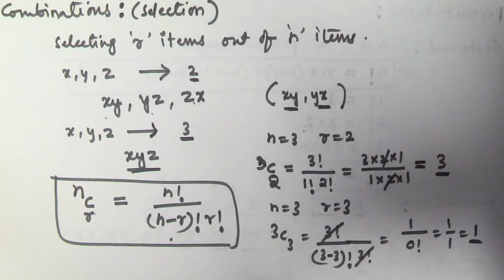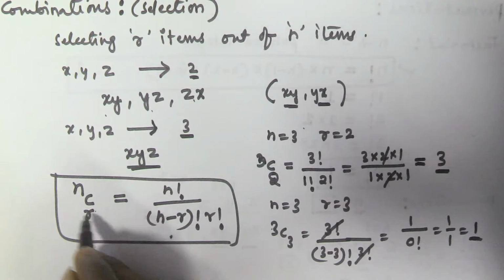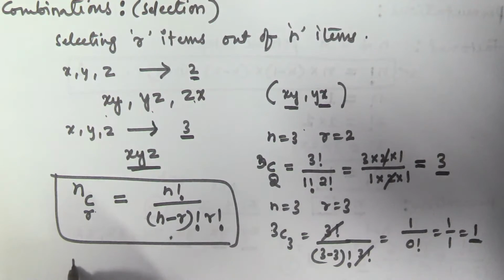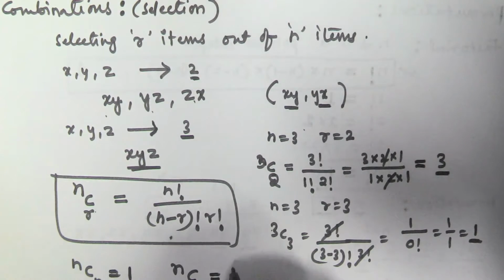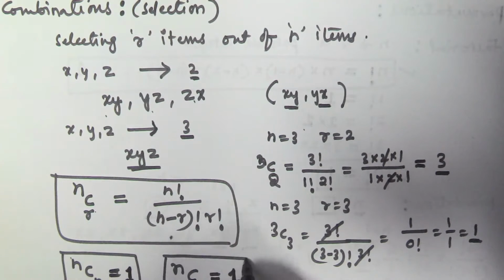This is what combinations are about, and whenever we calculate combinations, there are certain properties. Whenever we are selecting n items out of n items, nCn, the value is going to be 1. Whenever we are selecting 0 items out of n items, the possible selection is 1, so nC0 is equal to 1.